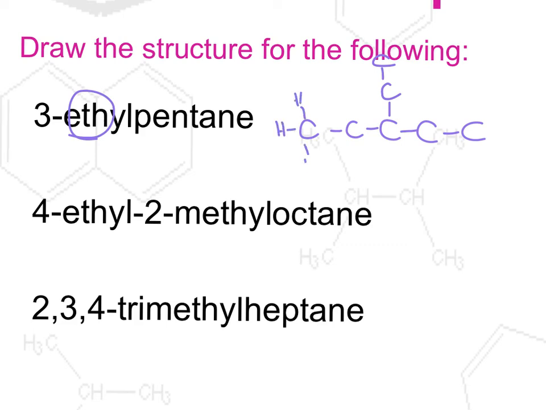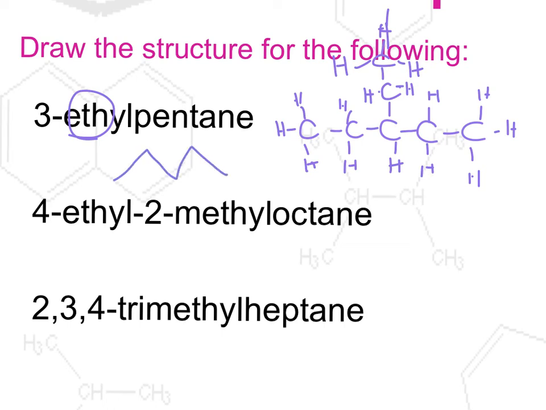That's it. Now I have to just fill in my hydrogens. So this one needs 3 hydrogens. This one needs 2. 1, 2, 3. This one needs 2. And this one needs 3 there. If I wanted to draw the stick structure because it's easier, I would say pent means 5. There are my 5 carbons. On carbon number 3, so 1, 2, 3 right here, I have an ethyl group. That means 2 carbons. There's 1, 2. That's what it looks like.